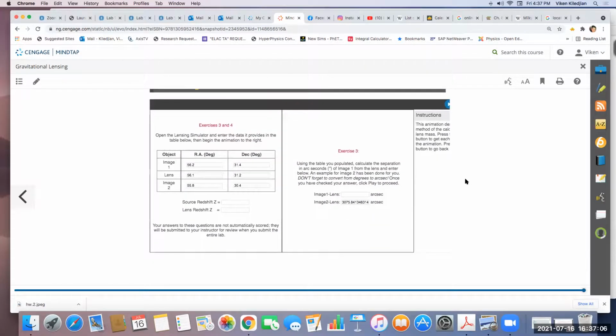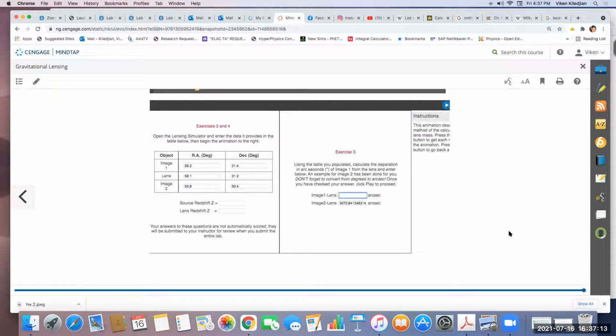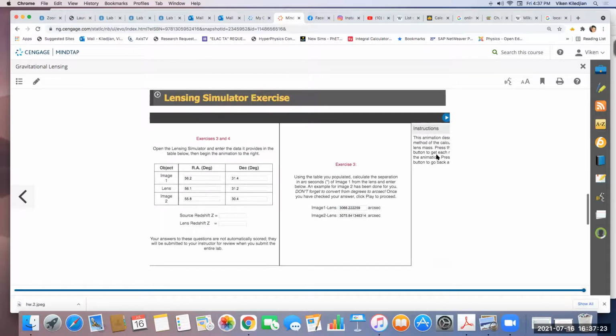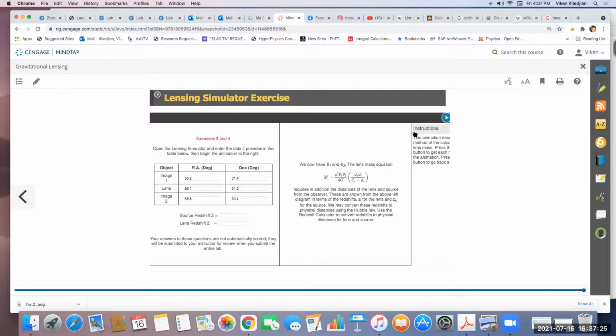Okay, so then the source redshift, I don't think that matters for this one. So let's just say we put in a certain value. Let's see what will happen. Then you're going to press OK. We now have theta 1 and theta 2, the lens mass equation.